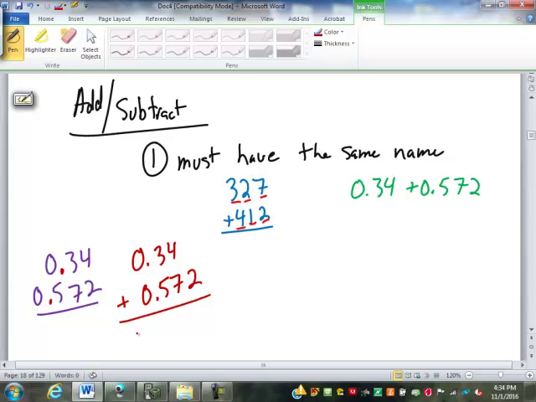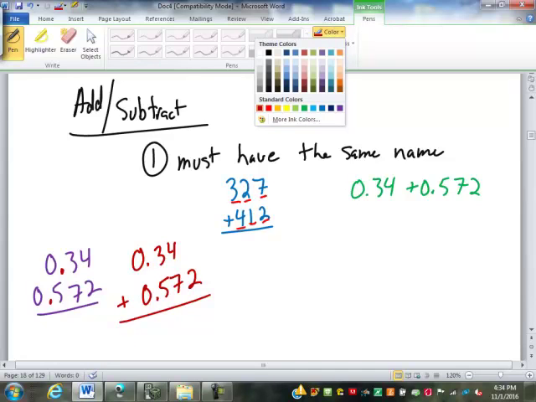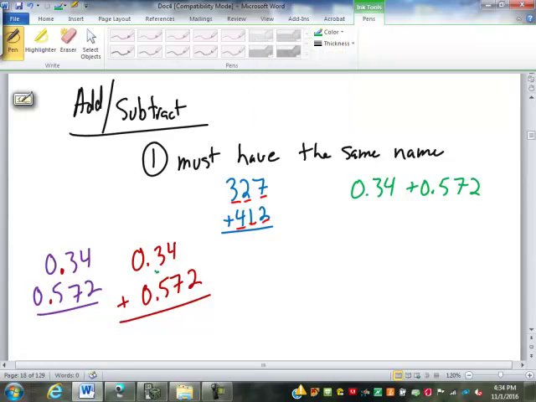Because when we add or subtract, we can only combine things with the same name, which comes down to the place values. So I have to have this lined up. So the tenths get added to the tenths. The hundredths get added to the hundredths. The thousandths, well, there's none there, so I'm going to put in a 0 to put in more thousandths, so there's something to combine with.